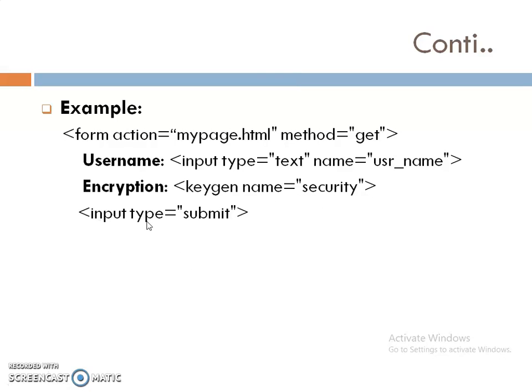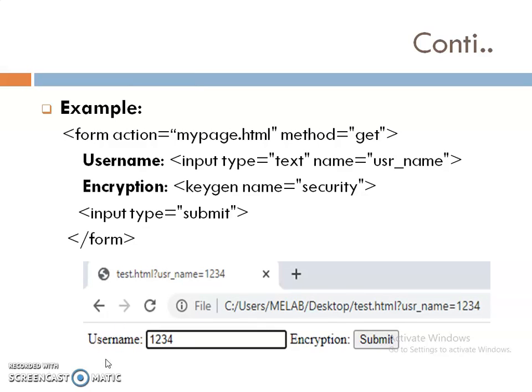Here I'm creating a submit button, so input type is equal to submit. The form tag is completed, and we get output like this. Username is a label, and this is my input text field. Then encryption is a label, and my username value will be encrypted, and then the submit button. Whenever I enter a value into the text field like 1, 2, 3, 4, and then click on the submit button, at that time 1, 2, 3, 4 will be encrypted and sent to the server side.